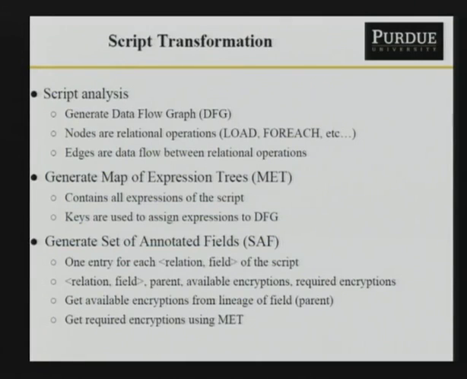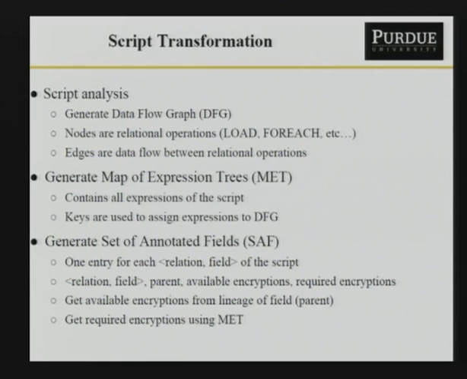Now, how do we perform our transformation? The transformation of scripts happens in three steps. In the first step, we analyze the script to identify the data flow paths. And after that step, we generate a data structure, which is a directed acyclic graph, with the nodes being the operations, such as load, foreach, or store, etc. And the edges connecting these nodes denote how the data flows from one operation to another.